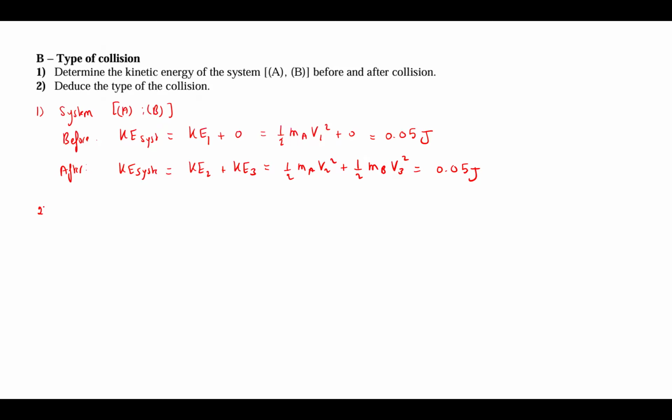So deduce the type of collision. Since we have KE before for the system equal to KE after for the system, this means that the collision is elastic.